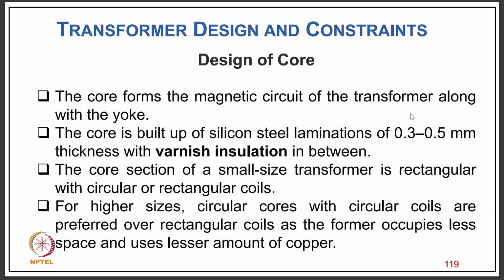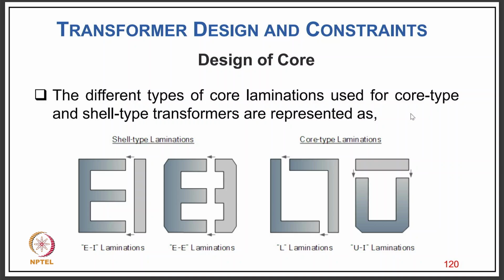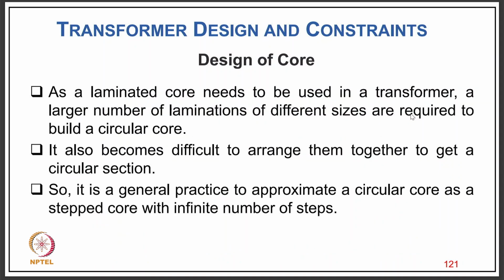The core section of a small size transformer is rectangular with circular and rectangular coils, and for higher sizes, circular cores with circular coils are preferred over rectangular coils, as the former occupy less space and use a lesser amount of copper. As you can see, the different types of core laminations used for core type and shell type transformers are EI laminations, double E laminations, double L laminations, or UI laminations. These are the types of laminations used in distribution shell type and distribution type transformers.